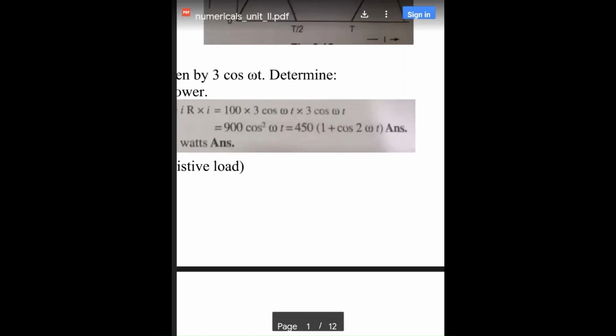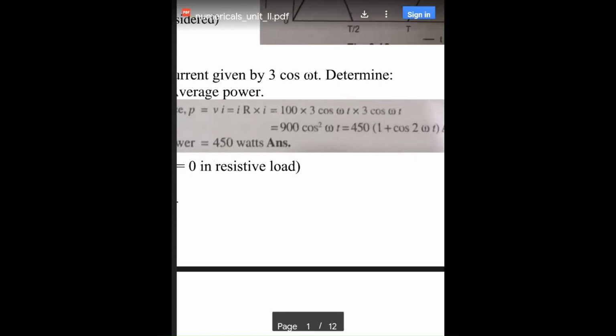If we go by derivation, we know that this instantaneous power has two components. One is this constant power, and second is its sinusoidal quantity. The average power of the sinusoidal quantity is 0, so it will not play any part. So the average power is 450 watts. This is one way of doing this.